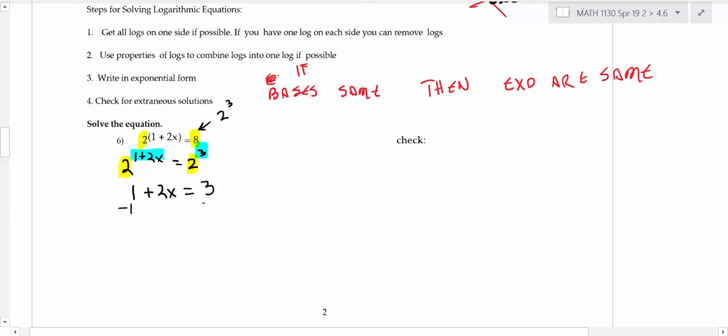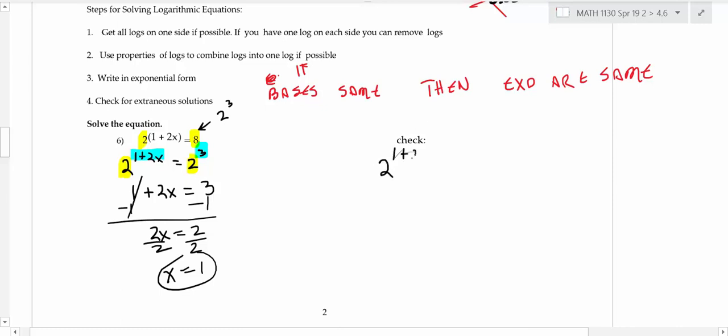So from here, I just subtract 1, I get 2x equals 2, divide by 2, I'd get x equals 1. These kinds of problems you don't have to worry about checking too much, but this one, if you checked it, you would have 2 to the 1 plus 2 times 1. So that would be 2 to the third, which is equal to 8. So that's how that goes. That's a real simple variety of an exponential equation. Any question on what I just did?